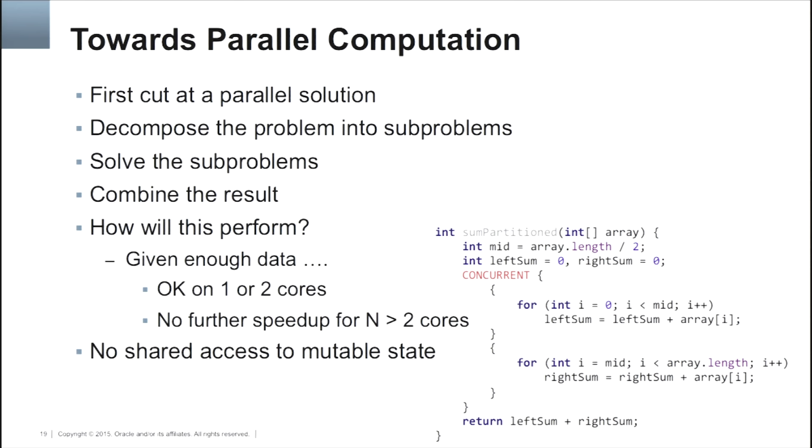So how is this going to perform? Well, if I have enough data, it's going to perform just fine with one core. It's going to perform pretty well on two cores. And above two cores, I'm not going to see any speedup because I've only cut the problem in half, so I'm only keeping two cores busy. So obviously, I need a little bit more help in my partitioning approach, but the structure of it looks good, and I don't have any shared access to mutable state, so we're making progress.